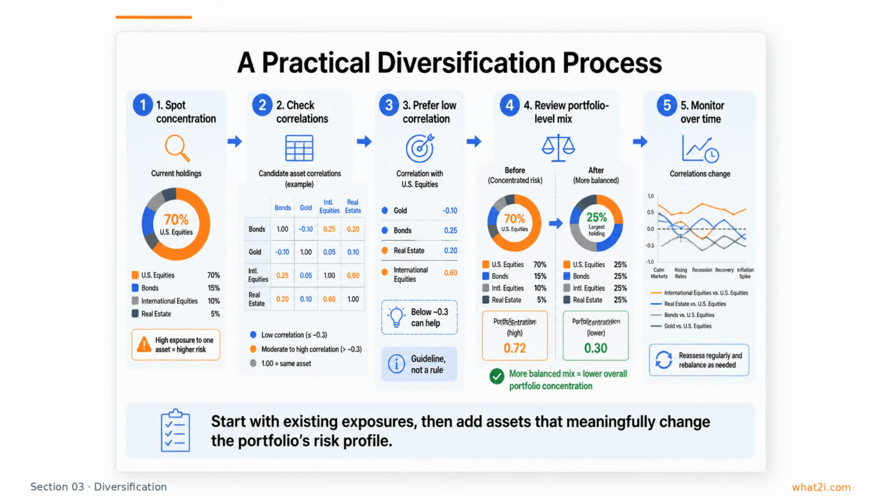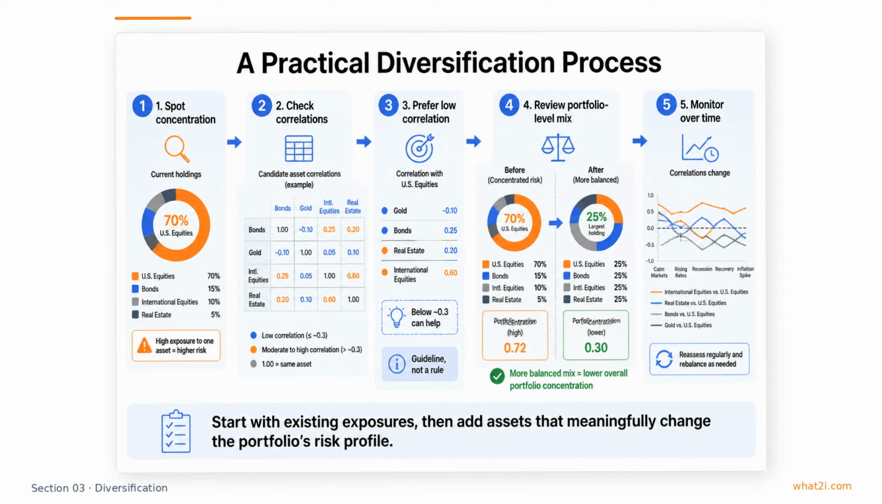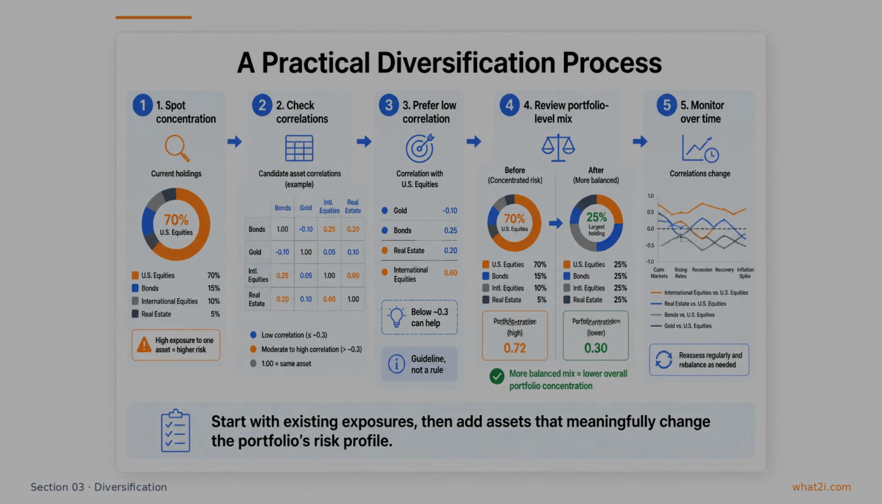A practical diversification process starts with the portfolio you already have. First, identify where the concentration sits, whether by sector, geography, style, or asset class. Then examine possible additions and ask how correlated they have been with your current holdings. Lower correlations, often below about 0.3, can be especially helpful, though that is a guideline rather than a rule. After that, evaluate the whole portfolio again, because diversification is a portfolio-level property, not a feature of one investment in isolation. And keep monitoring, since correlations can change over time and especially during stressed markets.